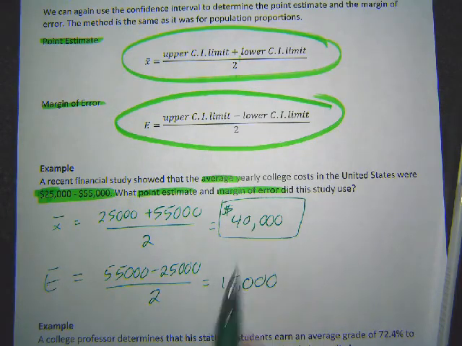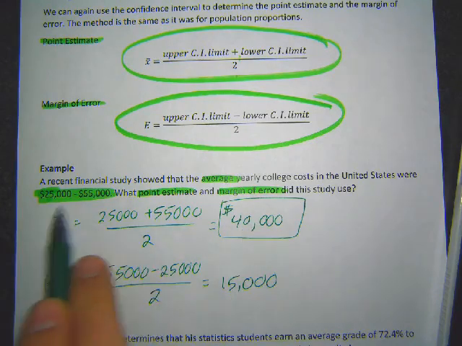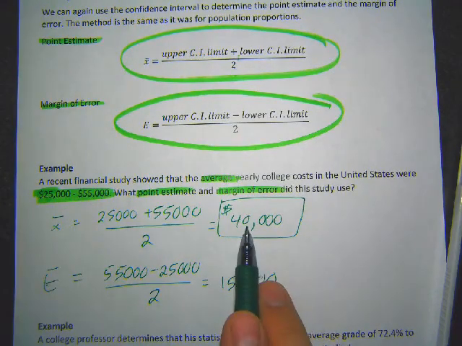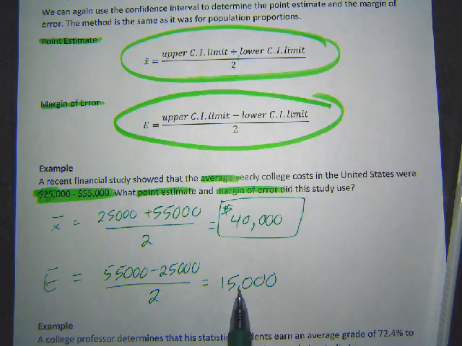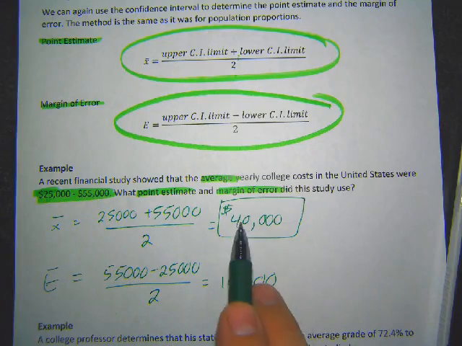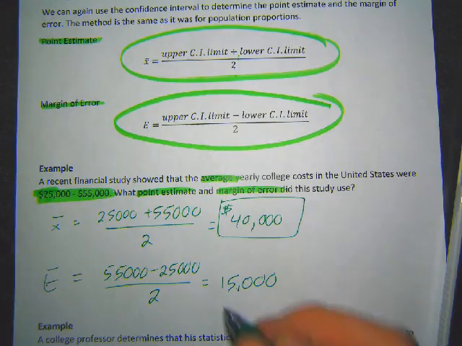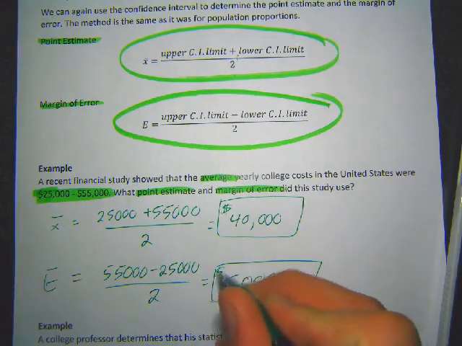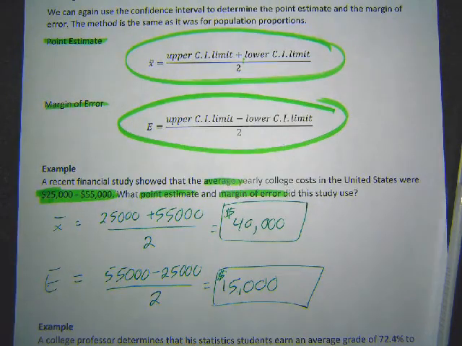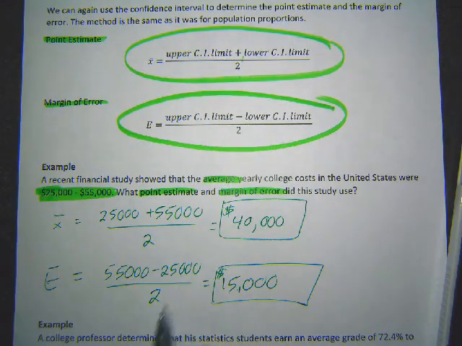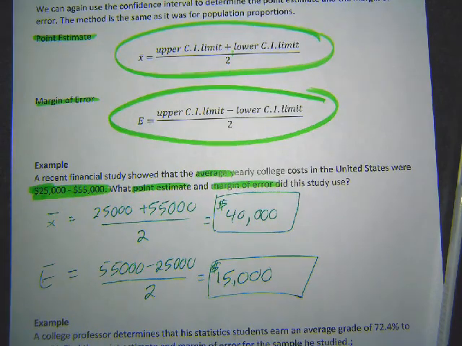And that should work because you should be able to take this number and add and subtract it from this number to get the interval, right? Because you take the middle number, add and subtract your error, and you get the confidence interval. So 40,000 plus 15,000 is 55, 40,000 minus 15,000 is 25. So it looks like we got the right numbers. So that's what you could do. If you have the confidence interval and you don't want to do the margin of error the hard way, you can just subtract the interval, divide by 2, and that's one way to get your margin of error.